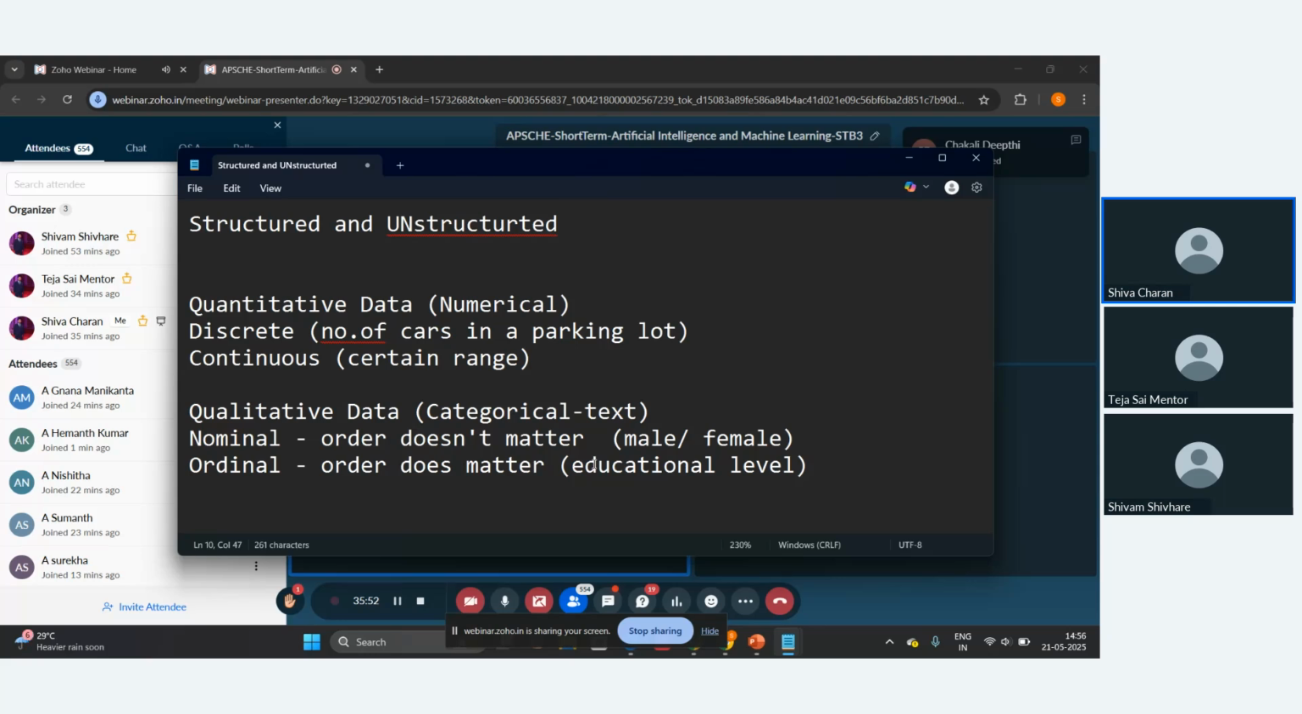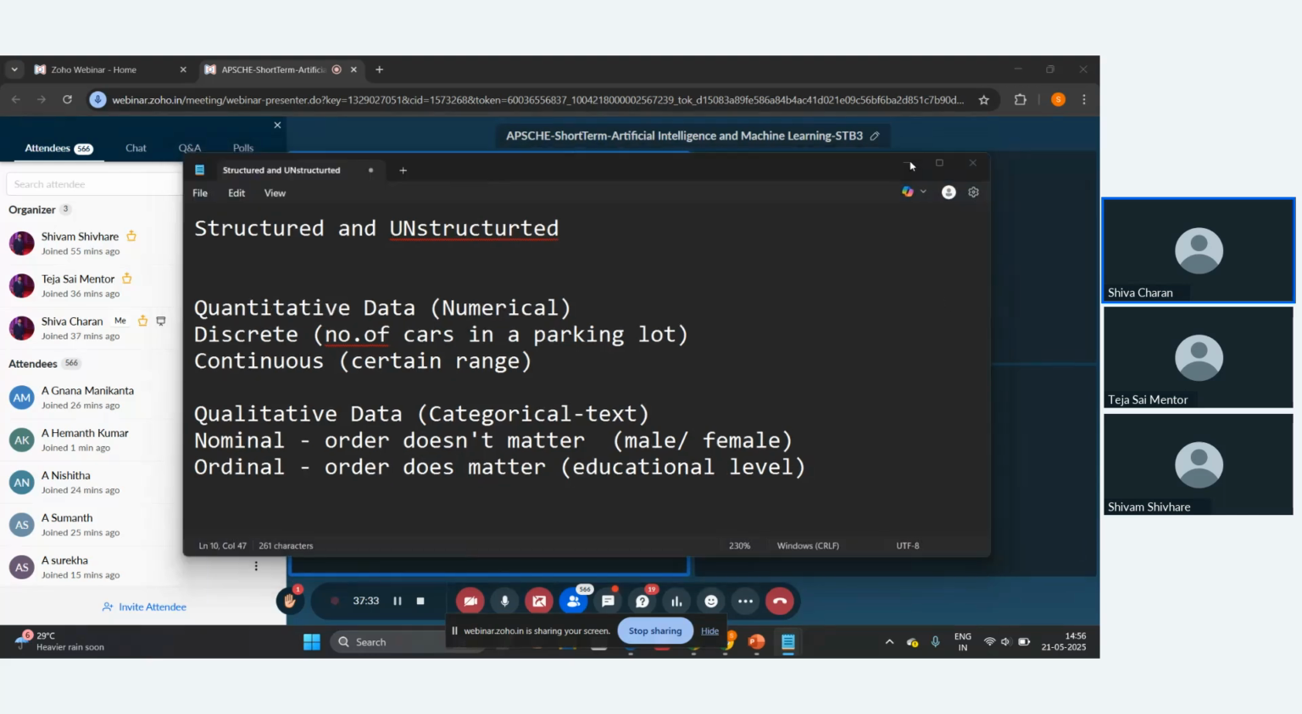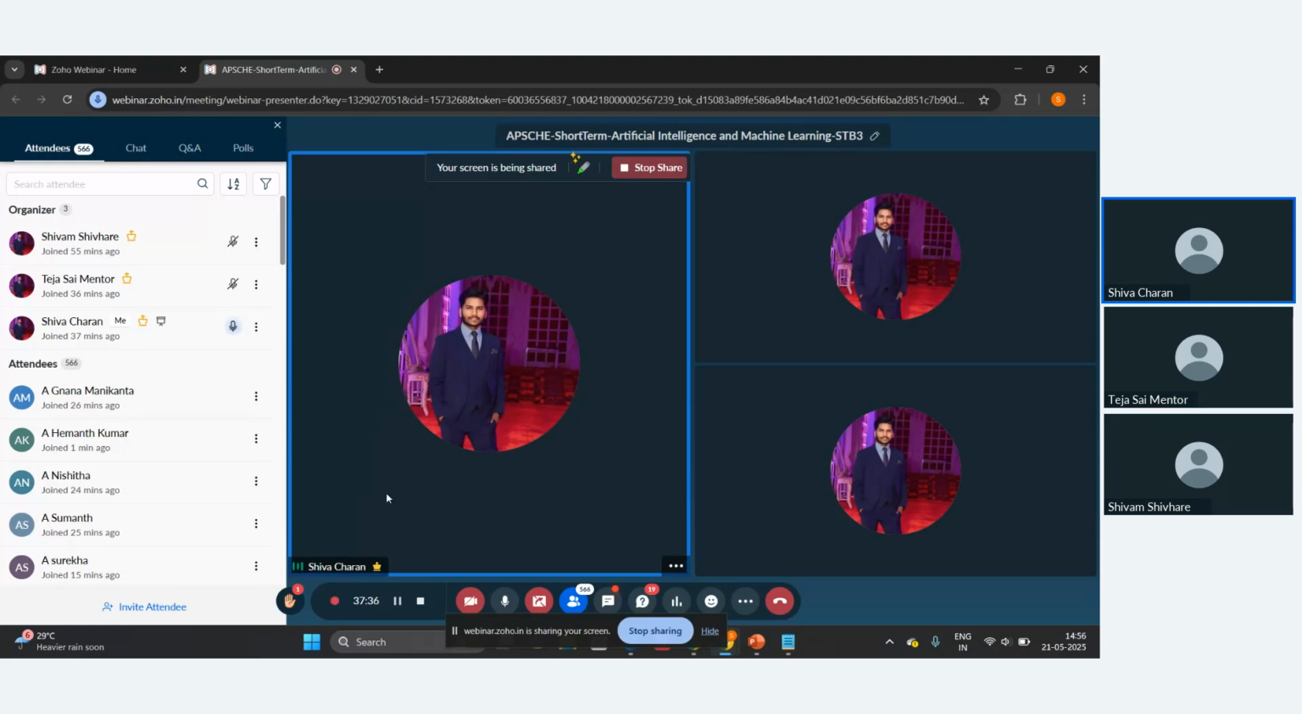Qualitative and quantitative data. Quantitative means numerical, qualitative means categorical. Categorical means visual data, right? And in quantitative, we'll be having discrete and continuous. In qualitative, we'll be having nominal and ordinal, right? Yeah, we can say grades also. Hopefully this is clear for everyone, right? Understanding the types of data, qualitative and quantitative, is very important when you're learning statistics, okay?